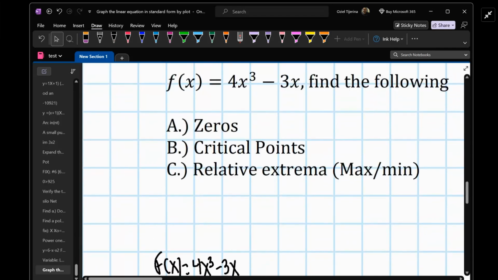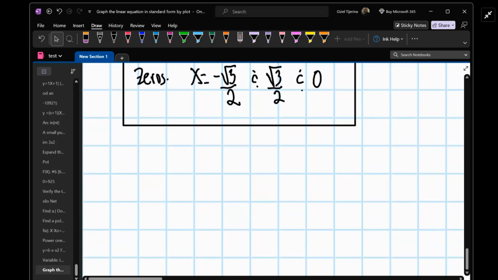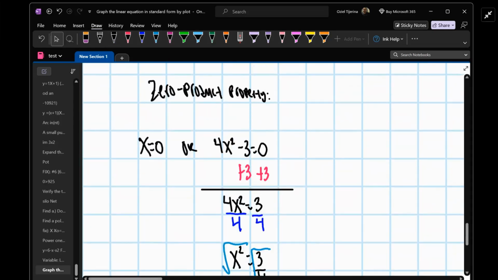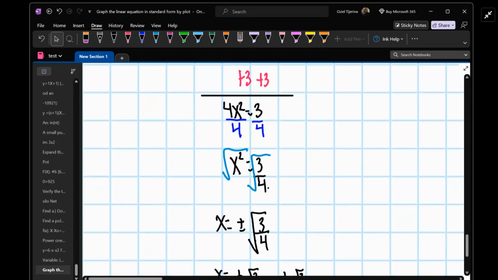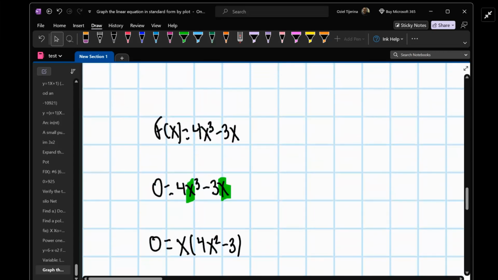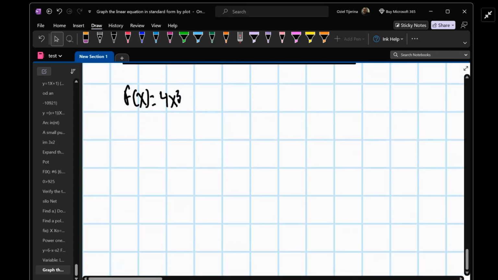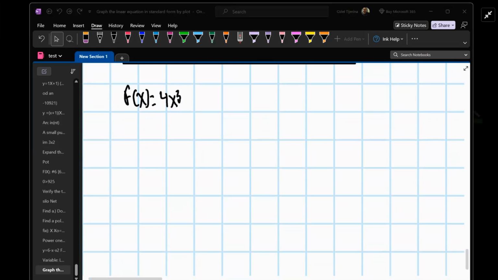To find the critical points, we're going to have to take the derivative. So f of x, again, is 4x cubed, I think it was 4x cubed minus 3x, right? Yeah, so 4x cubed minus 3x. And actually, give me a second. I just want to make sure I have that correct. Yeah, so 4x cubed minus 3x.